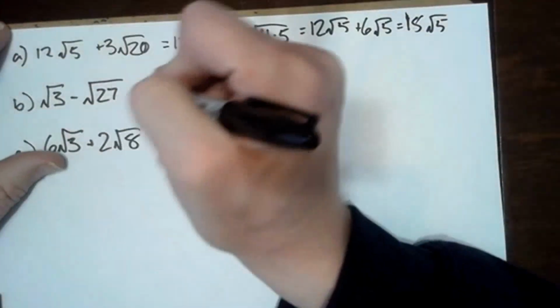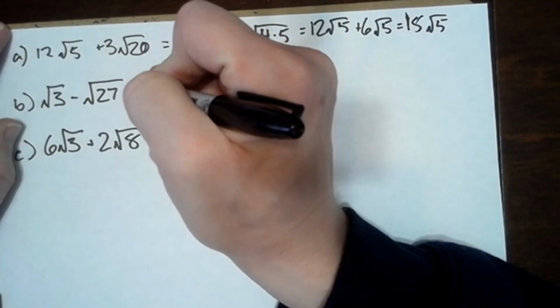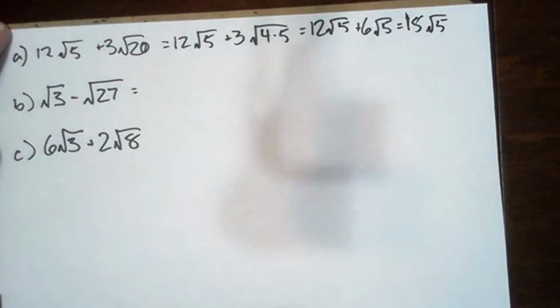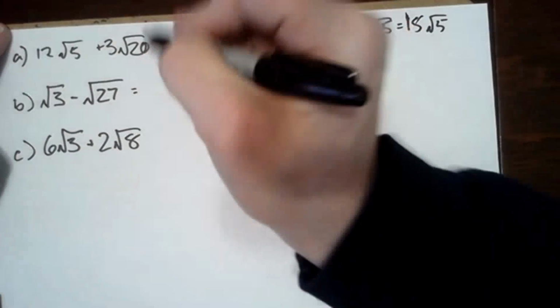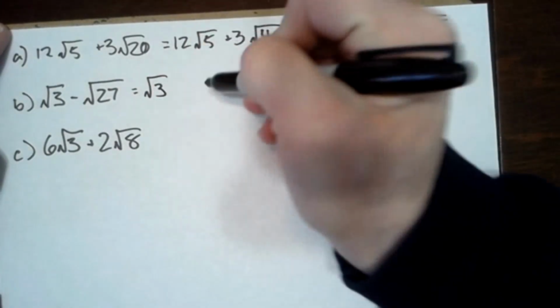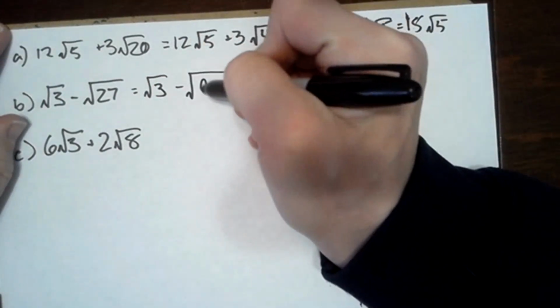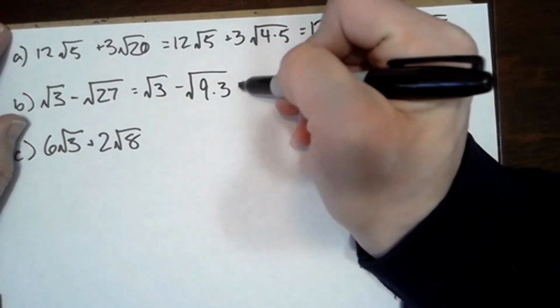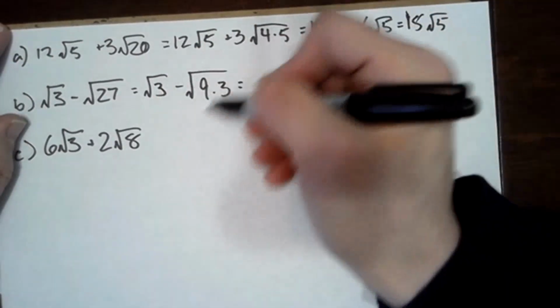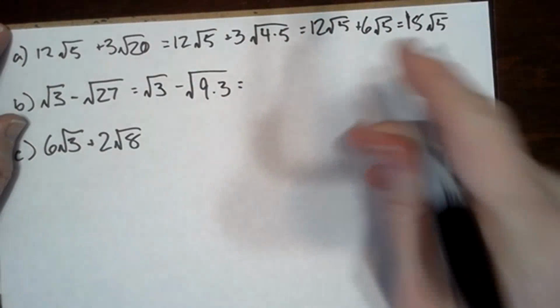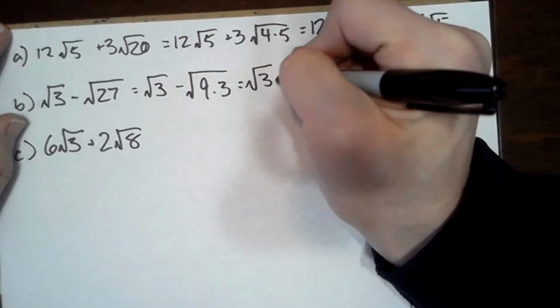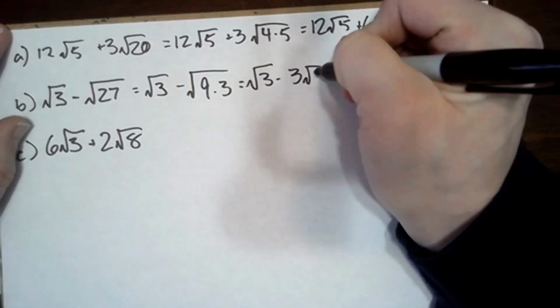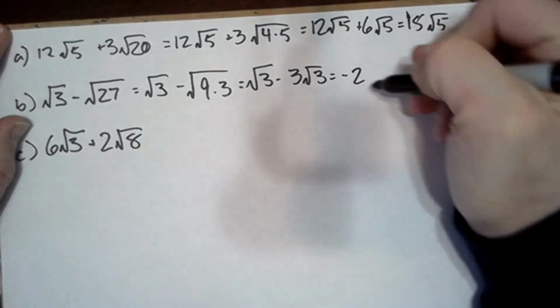For B, we've got the square root of 3 minus the square root of 27. Well, I can rewrite this as the square root of 3 minus the square root of 9 times 3. So again, I can pull out that square. That's the square root of 3 minus 3 times the square root of 3, which is negative 2 times the square root of 3.